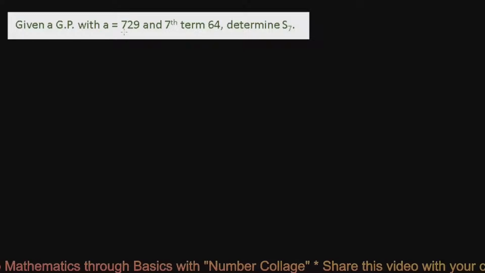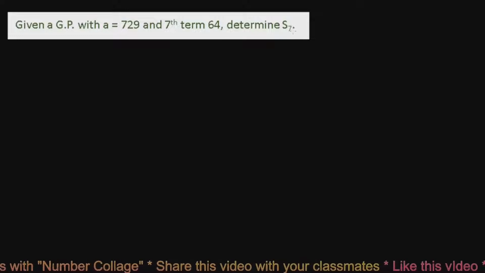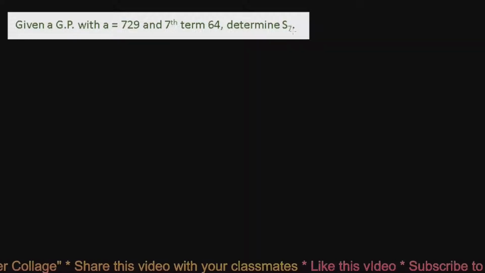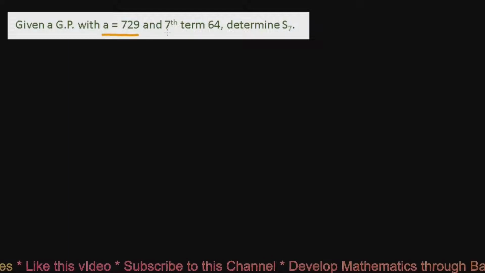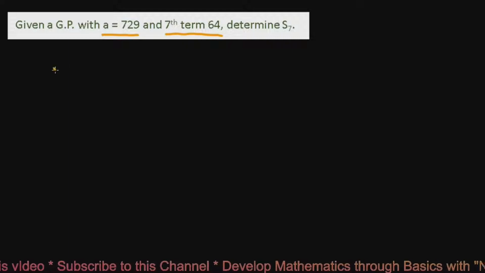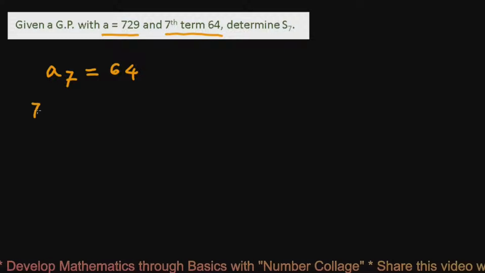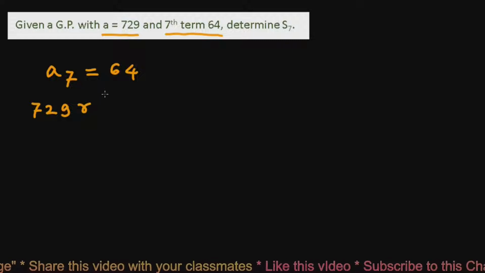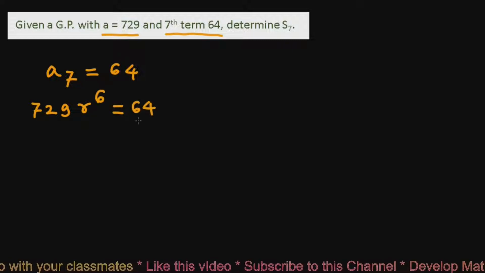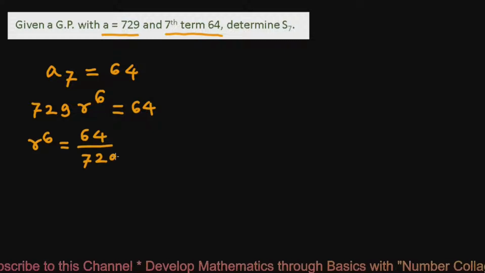In the next problem, given a GP with a equals 729 and 7th term 64, we have to determine the sum of first 7 terms of the GP, that is S7. Now since a is 729 and 7th term is 64, we write a7 equals 64. That will be a, that is 729, r power n minus 1, that will be 7 minus 1, 6, which is 64. So we write r power 6 equals 64 upon 729.